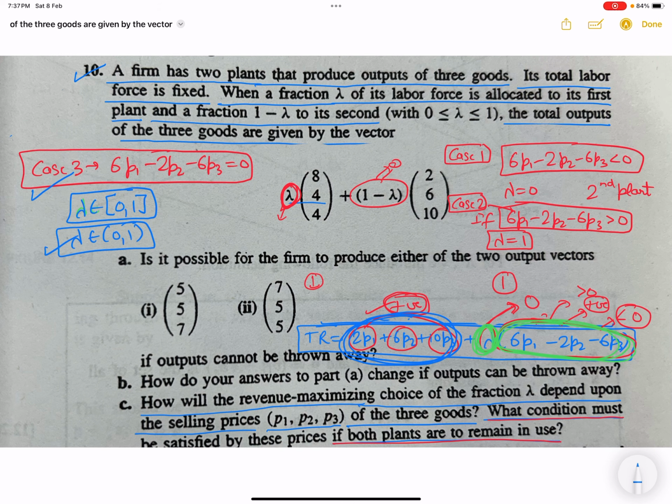I hope you could get to know how to approach this question, and you can expect some questions of this type. All the best, and from the next class I'll be starting with chapter 13.